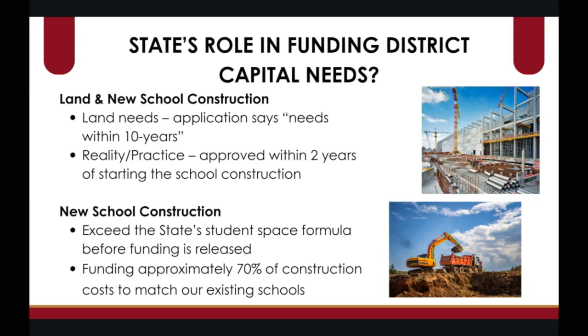And then for new school construction, you have to exceed the student space formula that the state has, and once you exceed that formula, then they'll award you the school. So you're already way overcrowded before you get it, and they'll fund about 70% of the construction costs. We have $50 million in this bond for the next school, and the state will fund the other $125 million to do a comprehensive high school of this size to match our other 3 schools.